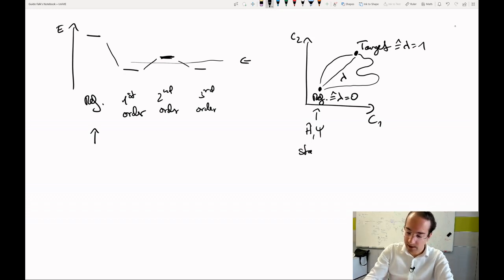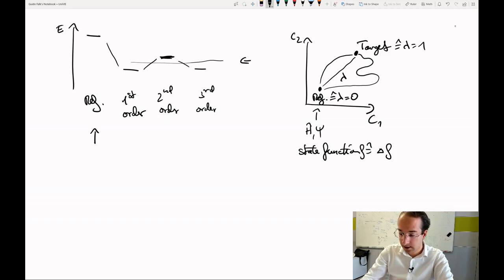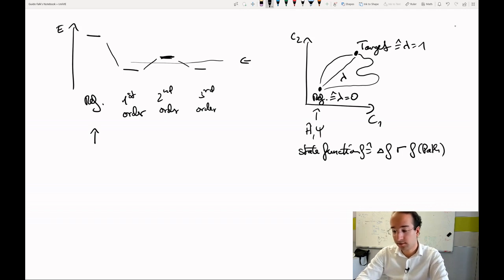So if you have a state function, then this means that the difference of this is not a function of the actual path lambda that we choose. Maybe like this, like so. It's rather a function of only the reference and the target.